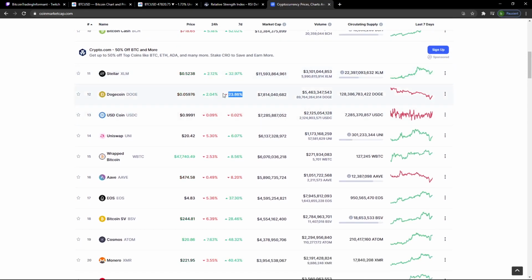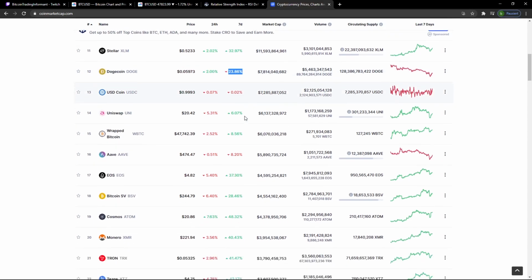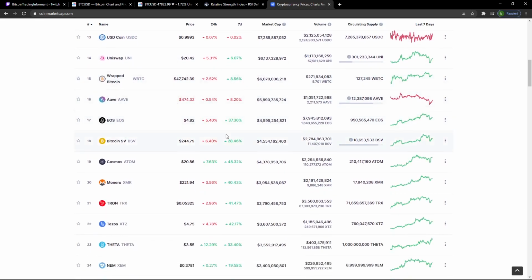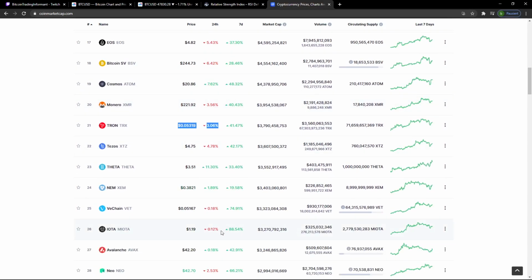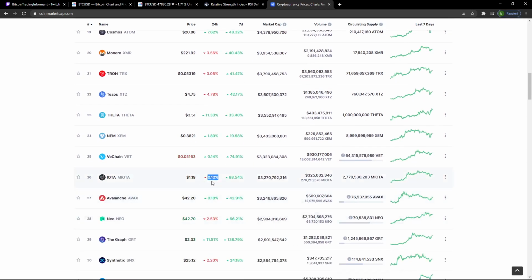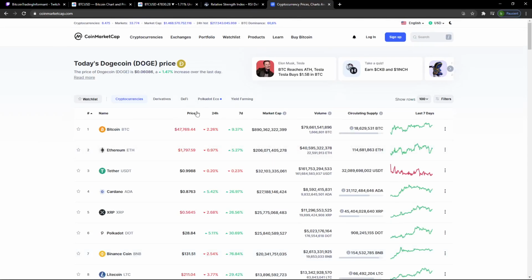Dogecoin, look at this weekly, look at this chart. Dogecoin is dumping here in the weekly about 23%, extreme, today 2% in plus. Whoa, what can we take a look at here? Tron TRX in the weekly 41%, today a minus of about 3%. And IOTA on the daily about 0.1%, and in the week about a plus of 88%. So okay guys, that's for the CoinMarketCap.